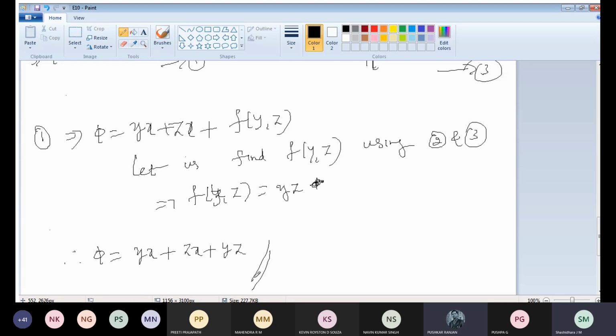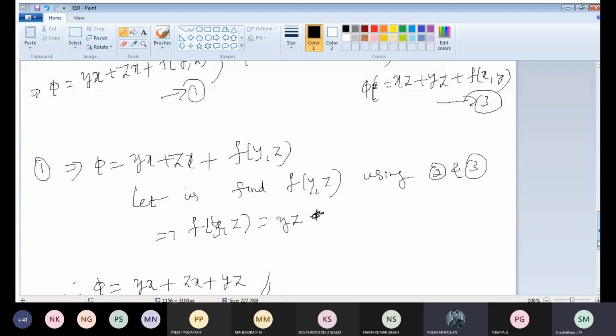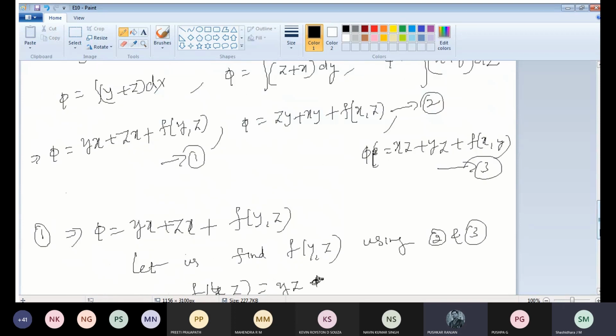Excuse me, sir. I am not getting from the last step, f of y comma z, how we have got yz. F of y comma z, I have already told, I am using equation number 1. So for finding that constant, we need to use equations 2 and 3. Suppose if you are using equation 2, then we need to find this constant by using equations 1 and 3. Similarly for the third equation also. For our convenience, I am using the first equation. So here I have got an integrating constant, that is f of y comma z. F is a function of only y and z.